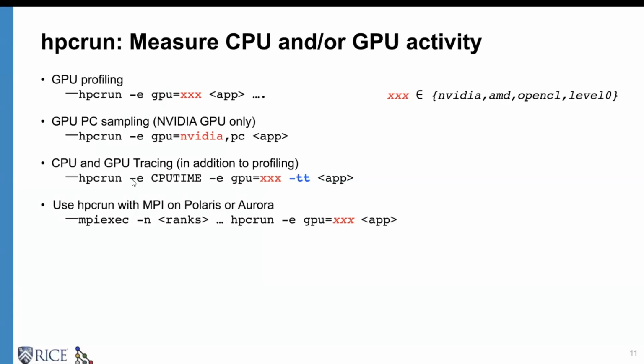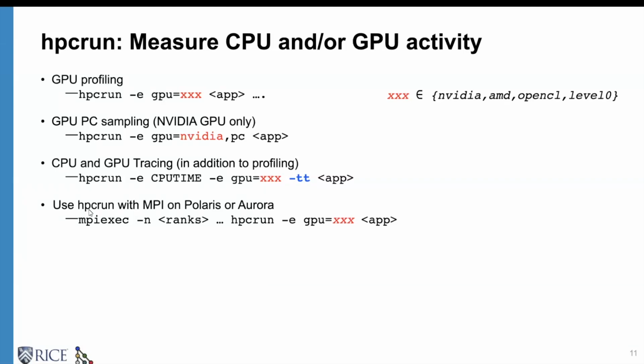So here we're saying that I want to sample using CPU time on the CPU, and I want to trace the activities on the GPU. And actually, I'm going to measure the activities on the GPU, and then I'm going to trace them both. And here I just use CPU time as an example. I could use cache misses or cycles or instruction stalls. There's a lot of things that you can do.